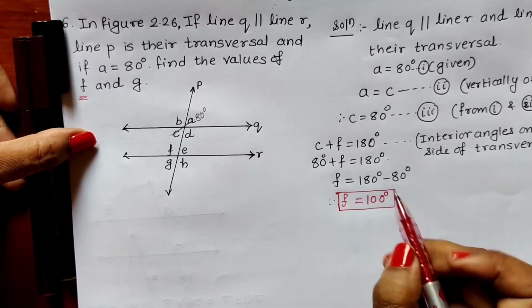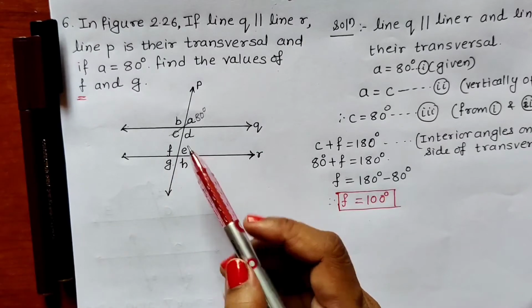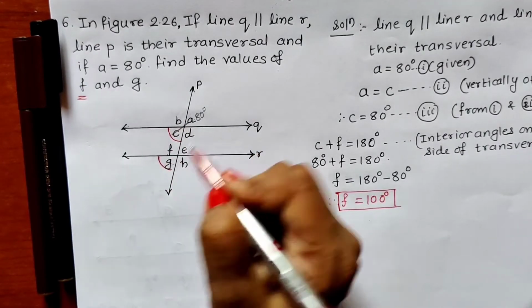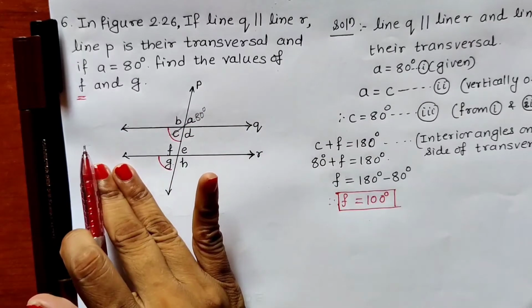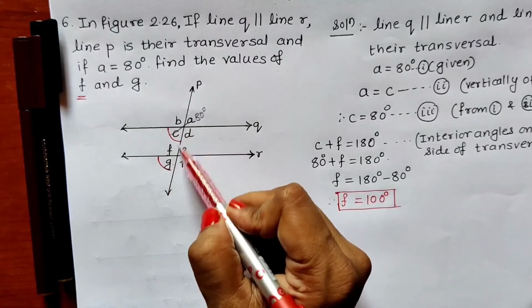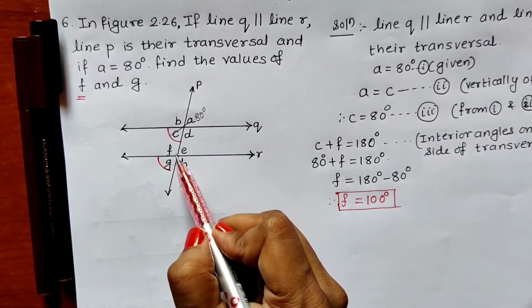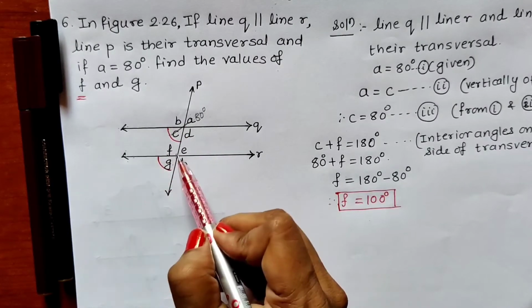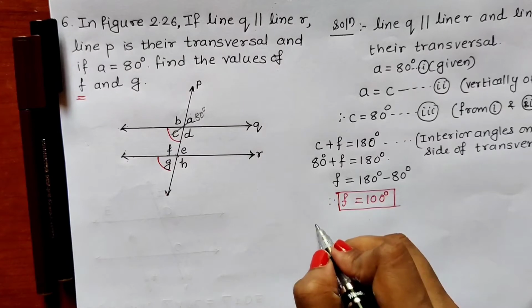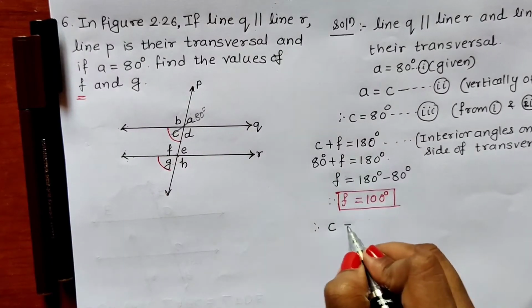Now we will have to get the answer for G. Let us observe this angle C and angle G. These two angles are on the same side of the transversal. One arm is in the left hand side, other arm is in the downward direction. Similarly, G is having one arm in the left hand side, other arm in the downward direction. That means they are corresponding angles, and corresponding angles are congruent with each other.